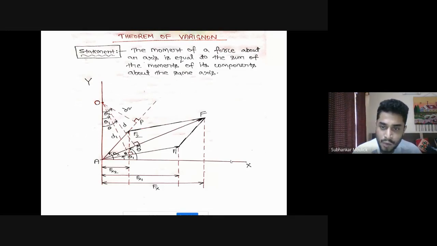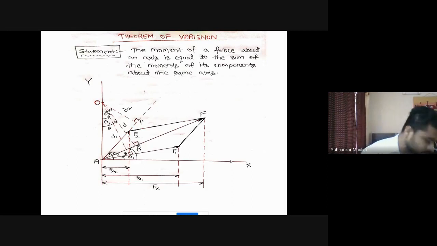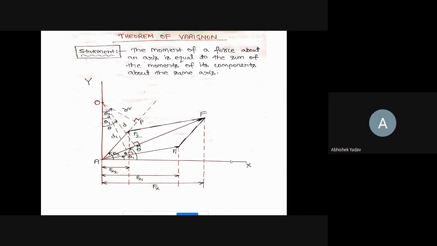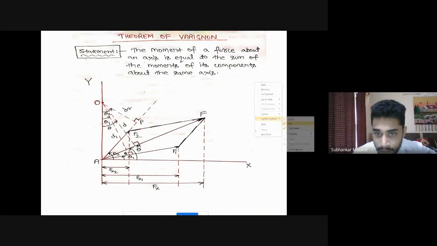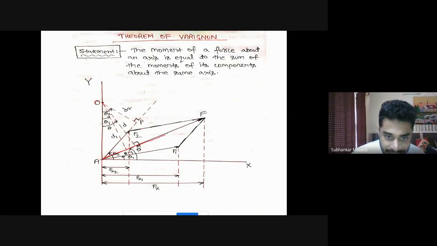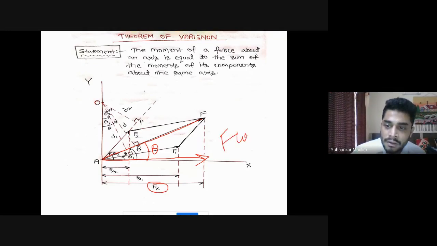From the diagram, you have to replace F cos theta by a term. Which term? Fx. If you see, this is my force F, and this is the angle theta. It has two components. One component is this Fx, which will be F cos theta.